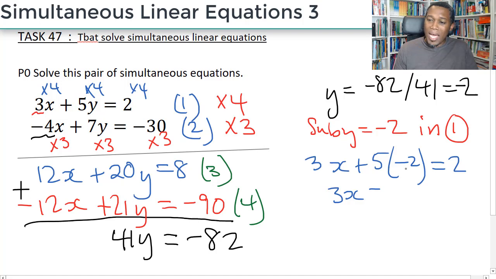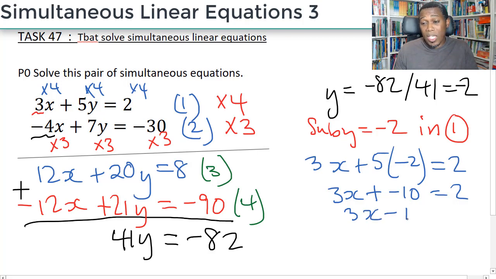So 3x minus 10 is equal to 2. That means that 3x, wait a minute, what did I do? That's not minus 10. There's a positive sign in front there. What is up with you, sir? Plus minus 10, and the positive and the negative make a negative.